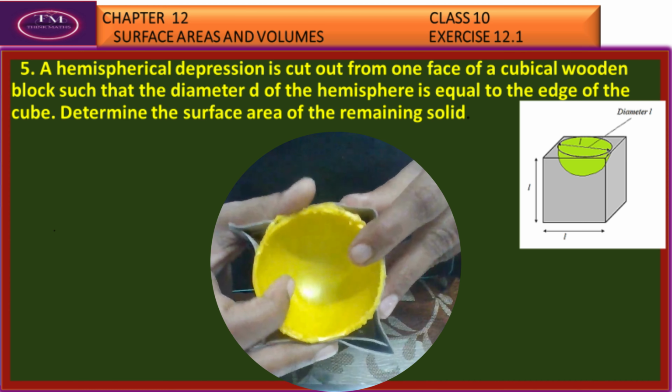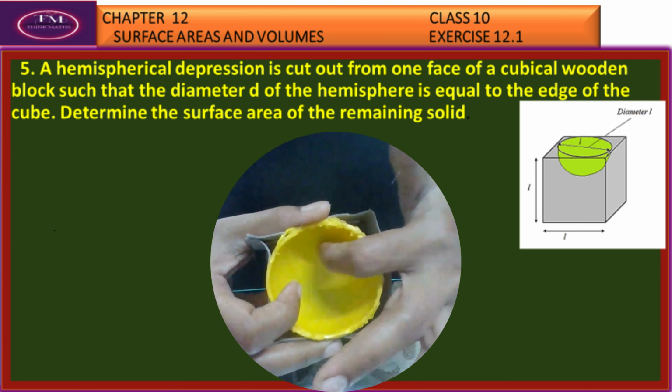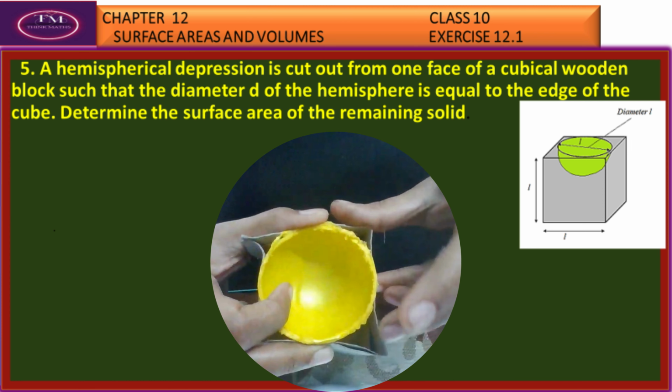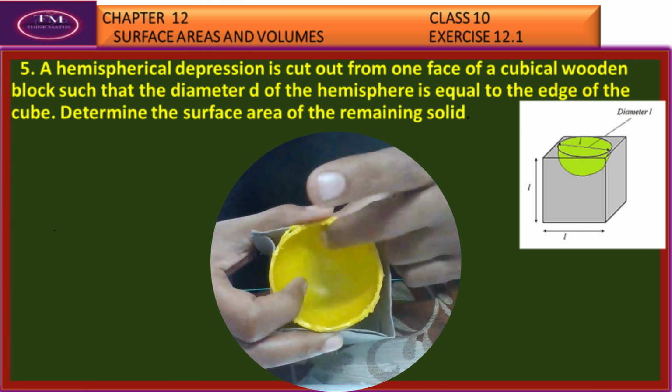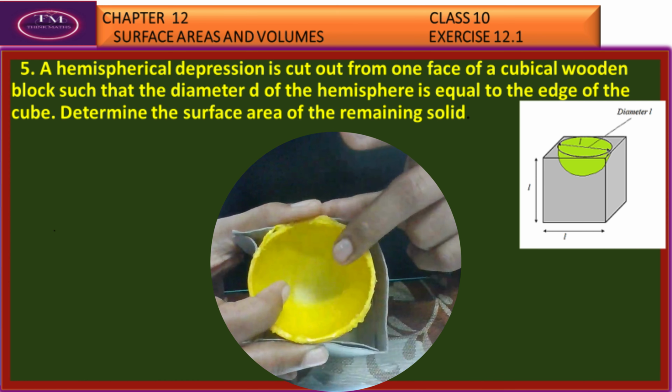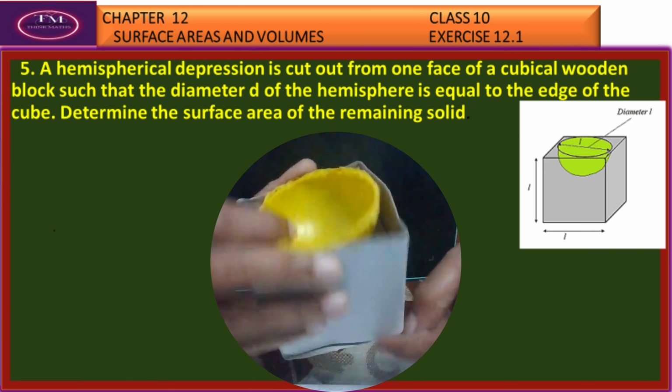So the outer surface will be in the shape of the cube. On top we will have a hemispherical depression. So there will be portions here. So only this hemispherical depression is cut out. So what is the surface area it occupies? It occupies the surface area of the cube.